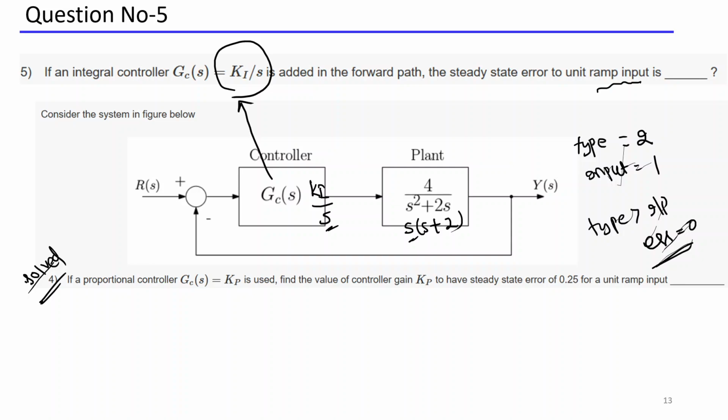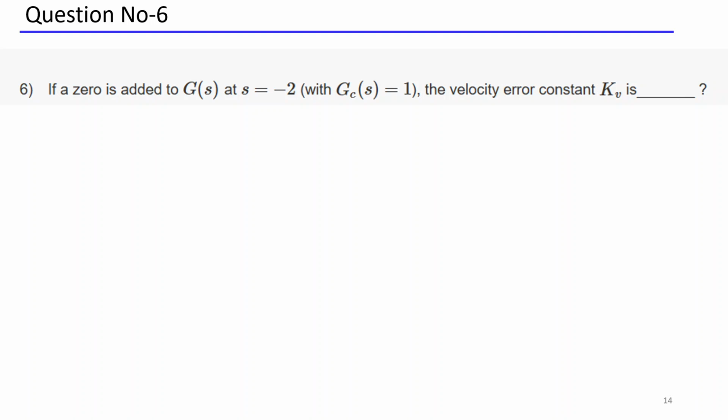You understand question number 5? Yes, sir. Okay, if you understand question number 5, then I think question number 5 and question number 6 are database questions. Yeah, I think you can solve it.